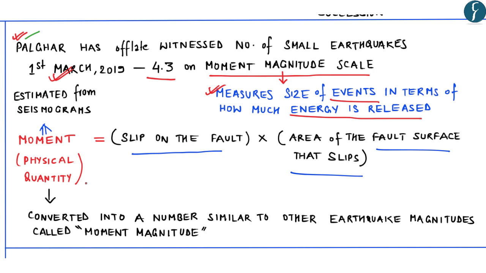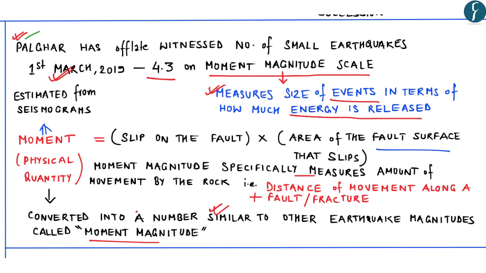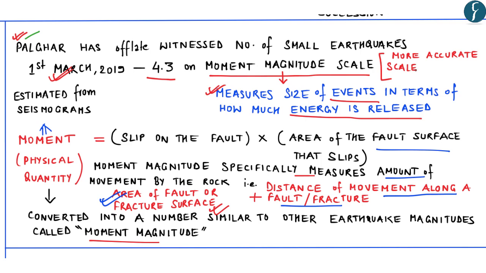So these moments are captured and then converted into a number which is similar to other earthquake magnitudes, and this is called the moment magnitude. Moment magnitude specifically measures the amount of movement by the rock, that is the distance of movement along a fault or a fracture, and the area of the fault or fracture surface. Thus we can say that moment magnitude scale provides a more accurate scale of describing the earthquake events.